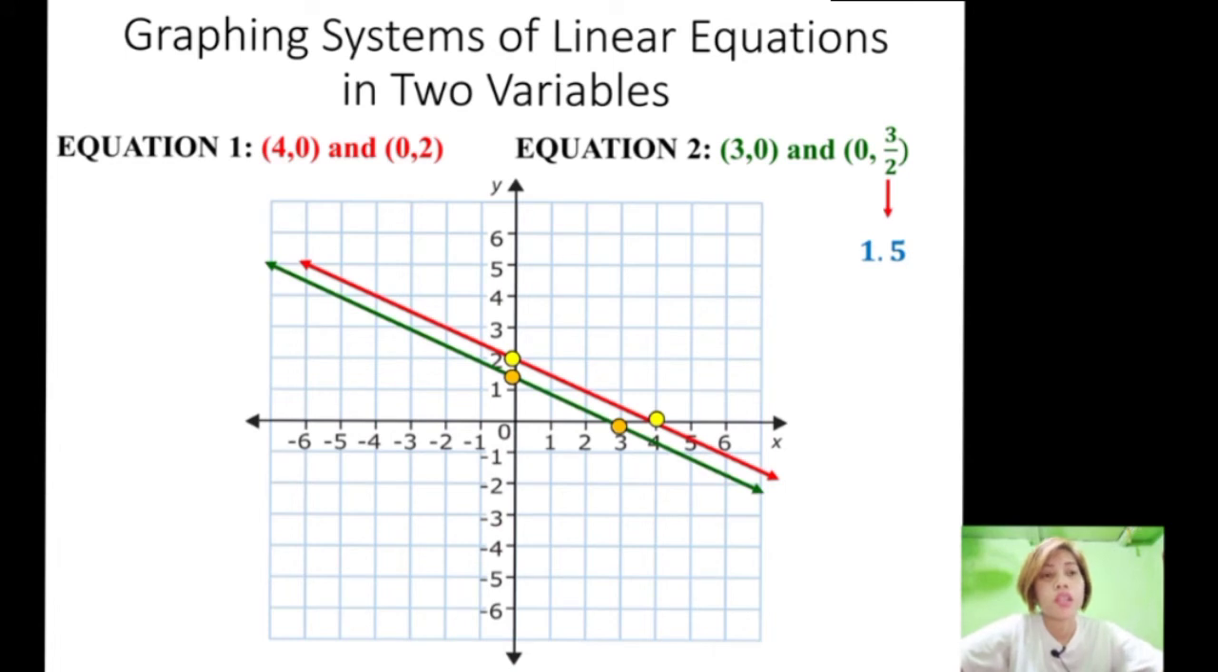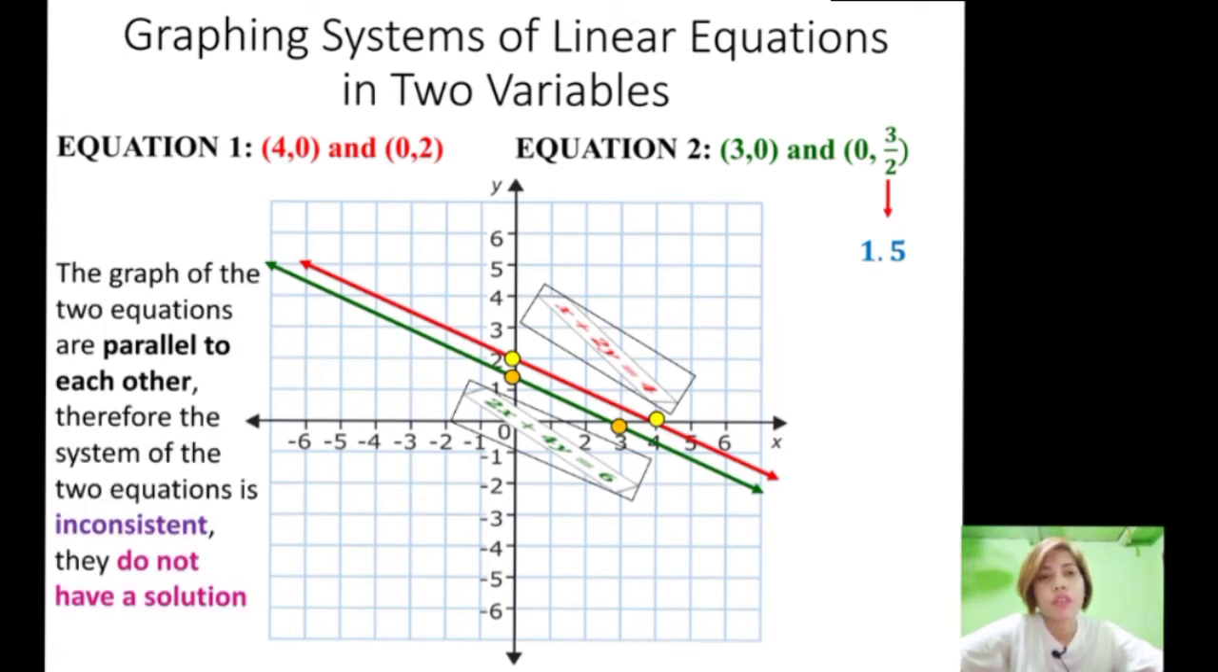So, ayan po yan. So, kung mapapansin po ninyo, ang graph po ng dalawang equation ay ayan. So, yung red po ay para sa x plus 2y equals 4. And then, yung green naman po ay para sa 2x plus 4y equals 6. So, kung mapapansin natin, parallel yan. So, the graphs of the two equations are parallel to each other. Therefore, the system of the two equations is inconsistent. They do not have a solution.